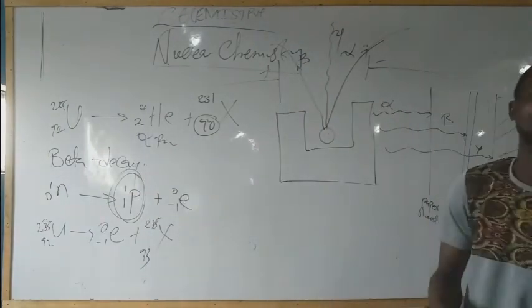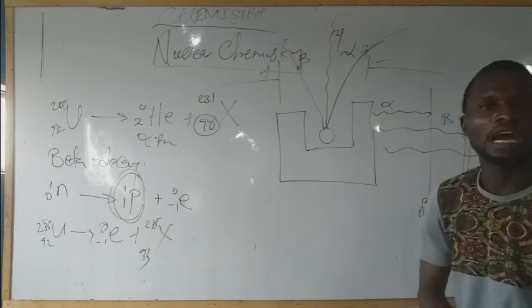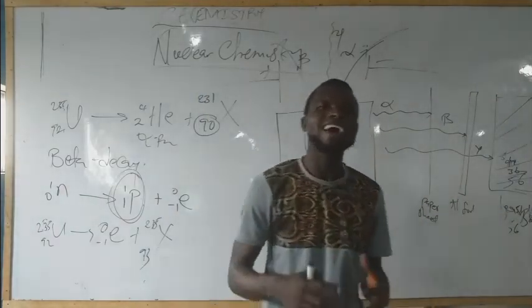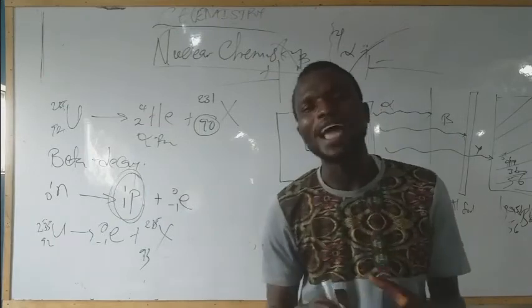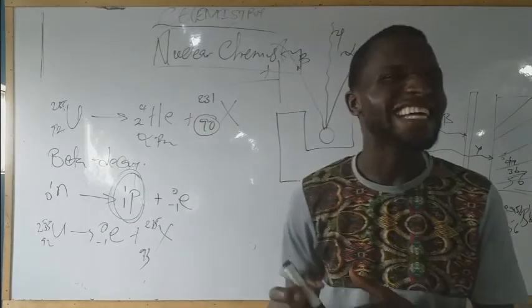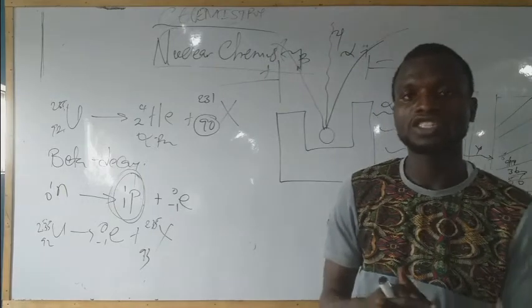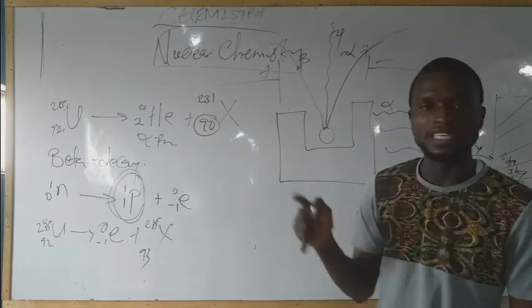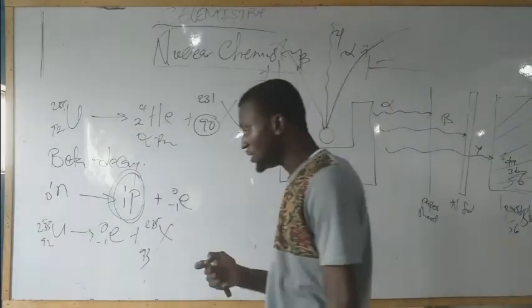And finally, we talk about gamma decay. Gamma decay occurs as a result of the emission of gamma rays when the nucleus is said to be in excited state. In a nutshell, gamma emission accompanies alpha decay or beta decay.